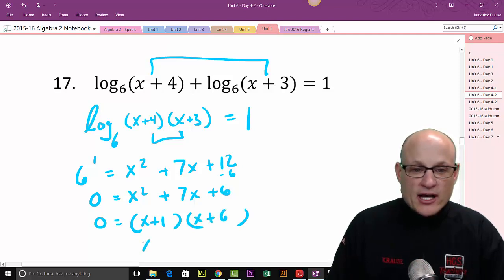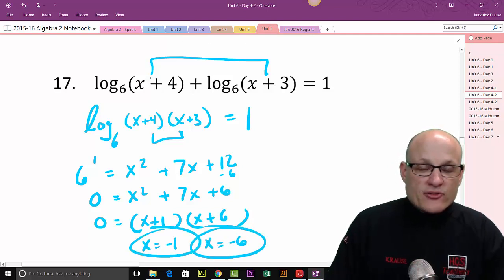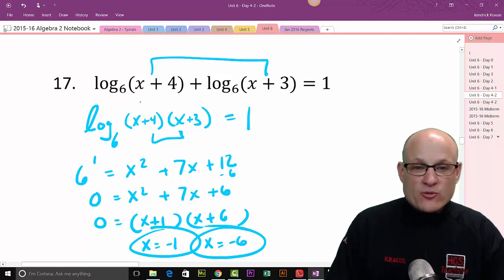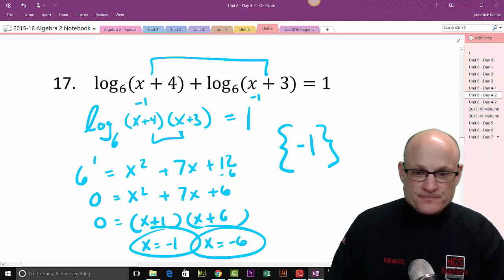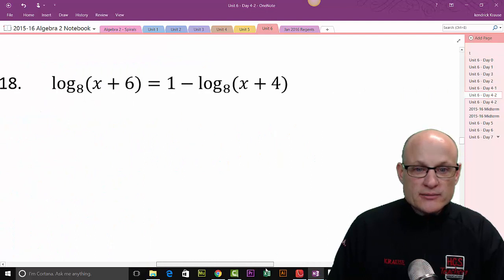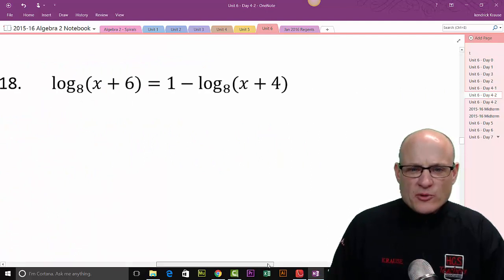So I get two answers. X equals -1 and x equals -6. We have to check both. -6 would crash this one. -1 here is okay, and -1 here is okay, but -6 would crash both, so -1 is my solution.